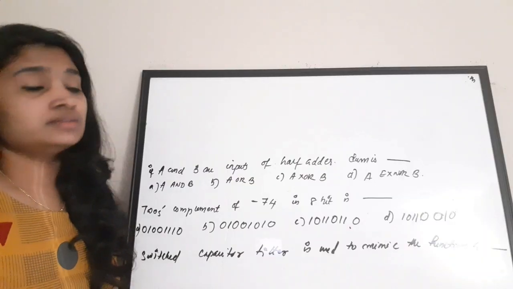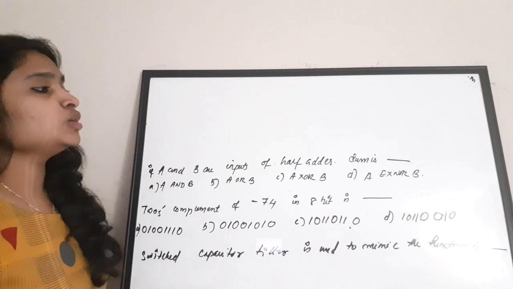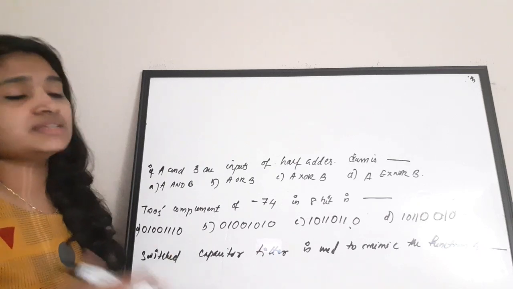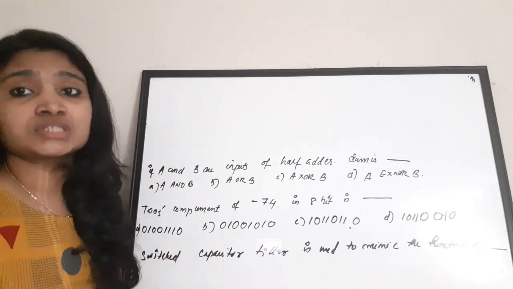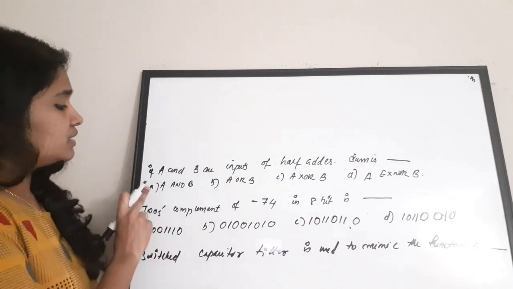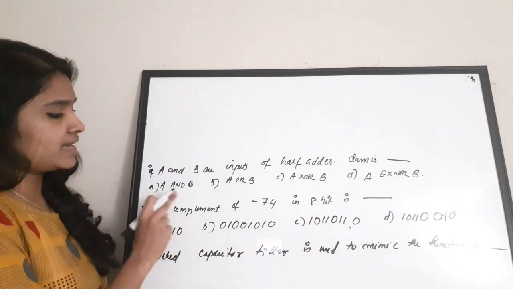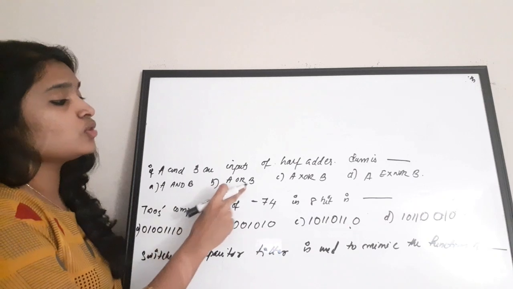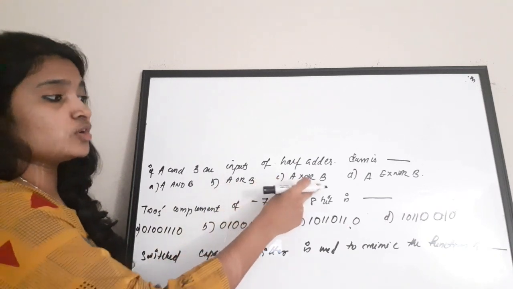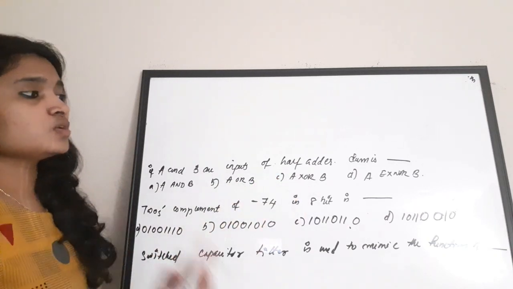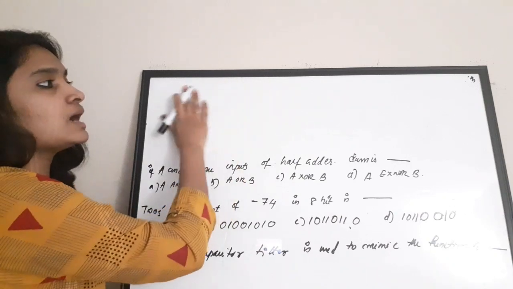Moving on to the next question. If A and B are the inputs of a half adder, sum is dash. That is, you have to write the expression for sum. This is a very direct question. A, A and B, that is logical AND. B, A or B. C, A XOR B. D, A XNOR B. I'll draw the half adder here.